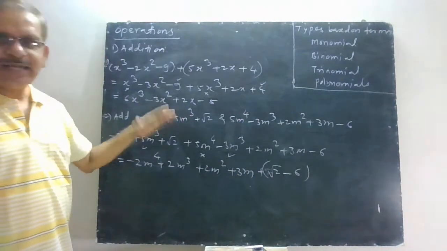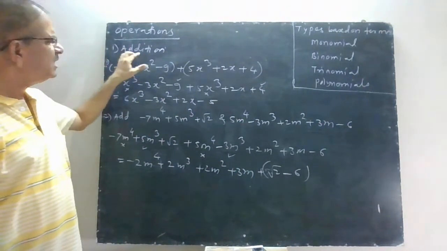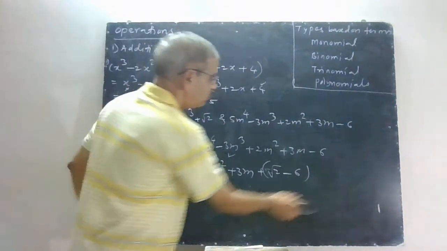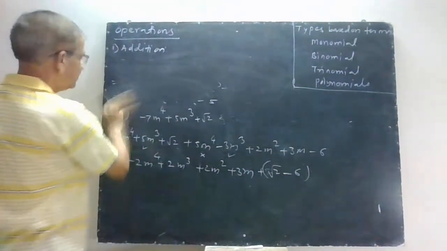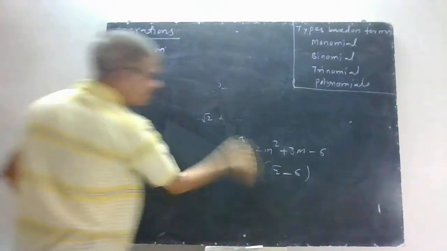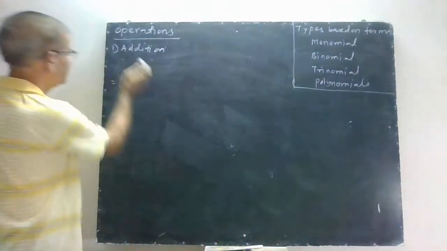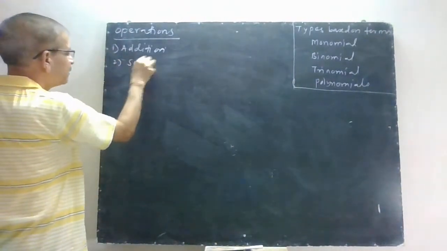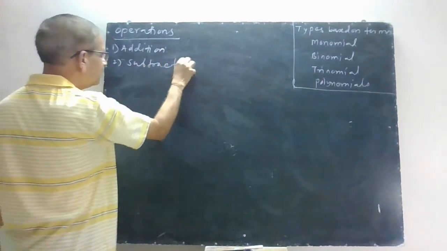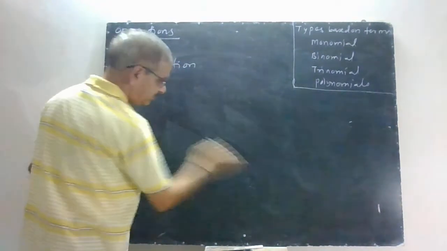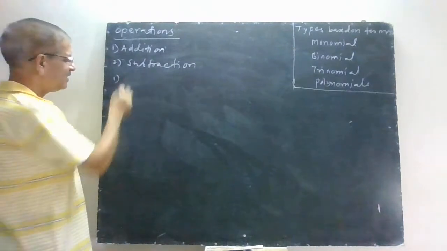Only add the like terms. Now in the same way you can see how to subtract two polynomials. So the next operation is subtraction of two polynomials. Second one, subtraction. Let us see one example.